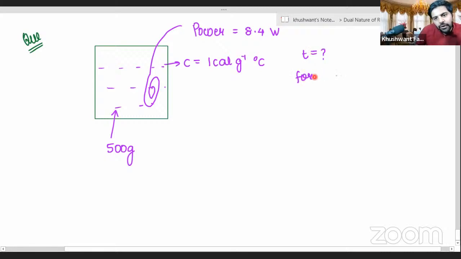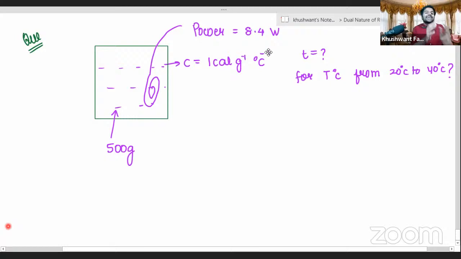to go from 20 degrees Celsius to 40 degrees Celsius. I'll repeat the question for everyone. You have a heating coil, which is placed into water. The amount of water is 500 grams. Now we know the specific heat capacity of water is 1 calorie per gram per degree Celsius.